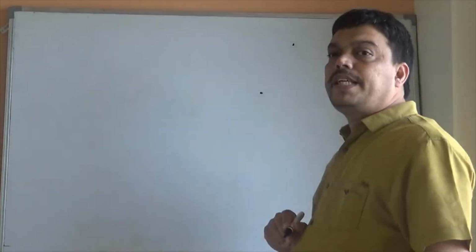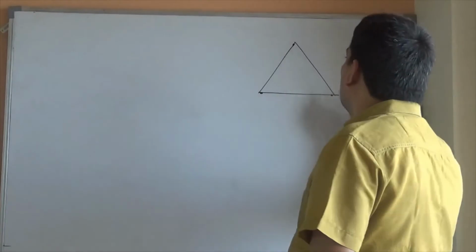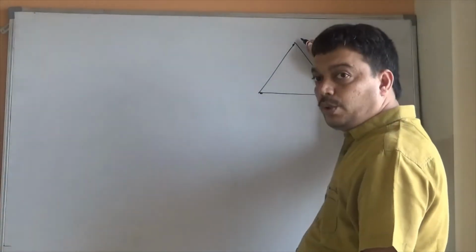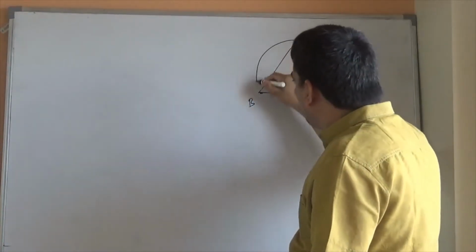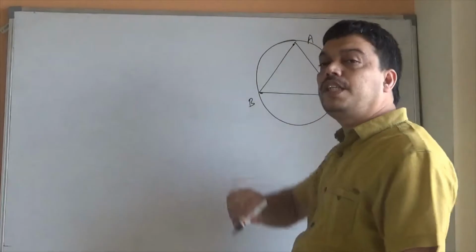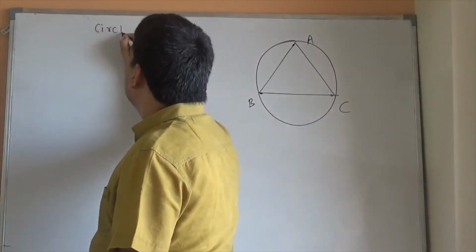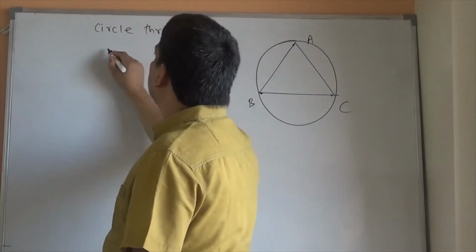What do we mean by non-collinear points? Basically, these are points which can form a triangle. So given three non-collinear points, I want to find the circle passing through these three points. Let me name the points A, B, C. I want to find the equation of the circle passing through three such points. Let me put the heading: circle through three non-collinear points.